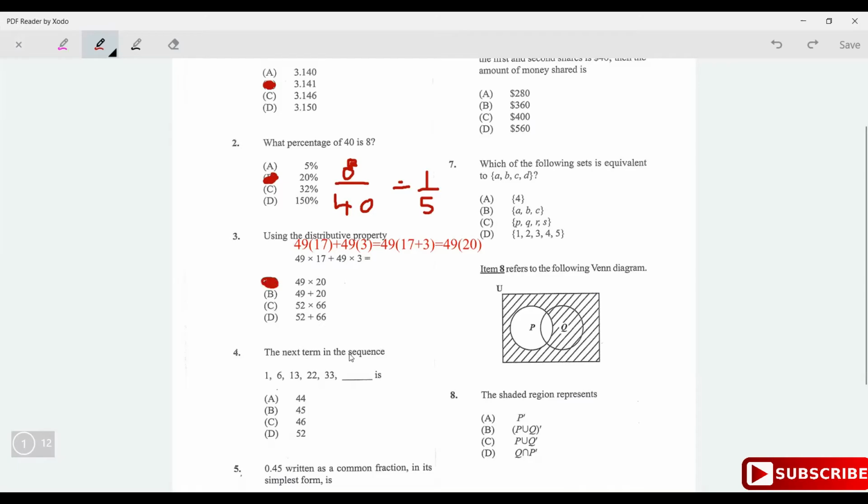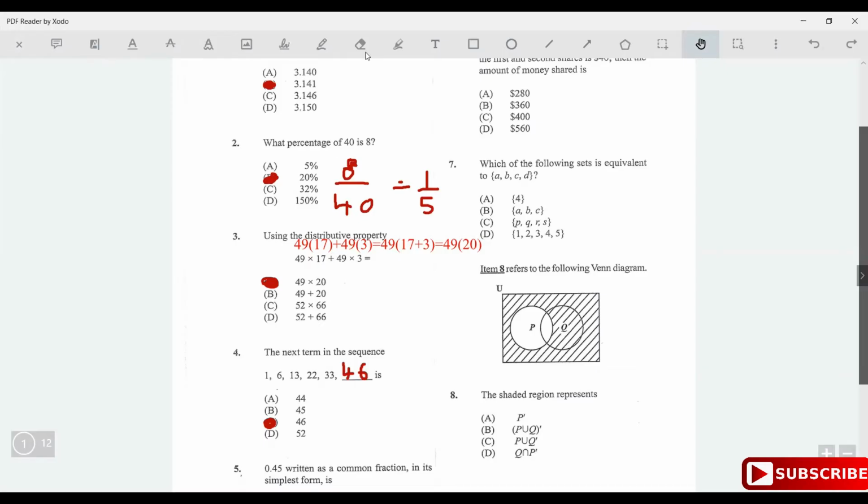Next part, it says the next term in this sequence is, as you can see right here, you add 5 to 1 to get 6, you add 7 to 6 to get 13, you add 9 to 13 to get 22, you add 11 to 22 to get 33. So then I'm going to add 13 now. Adding 13, I will get 46. That's option C. Nice.